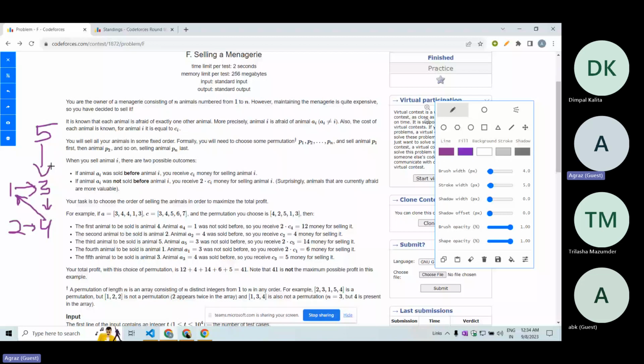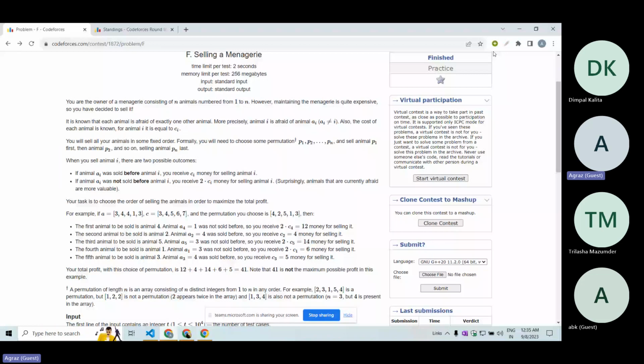If we choose the order 4, 2, 5, 1, 3, the first animal sold is 4, and a4 is 1, which is not sold yet, so we get double the money. For the fourth element, which has cost 6, we get twice the money, so we get 12. We continue like this, and in the end we have to find the maximum profit that we can get.